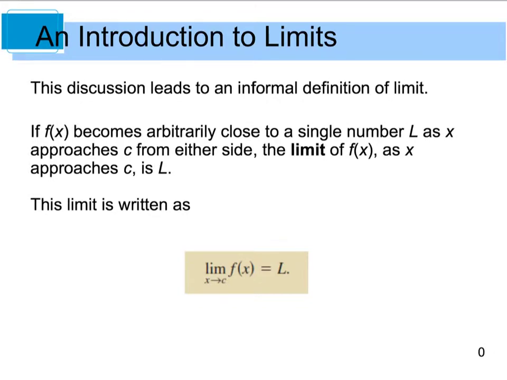Now this basically leads into the informal definition of a limit, which is what we'll go on, because we're informal. If f of x becomes arbitrarily close to a single number L, like in this past case 3, as x approaches c from either side, and it's got to be both sides, the left and the right side, we say the limit of f of x as x approaches c is L. So we can't say f of c equals L, but we can say this equation.